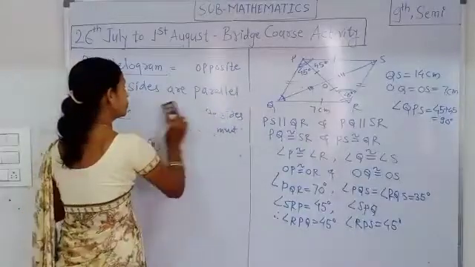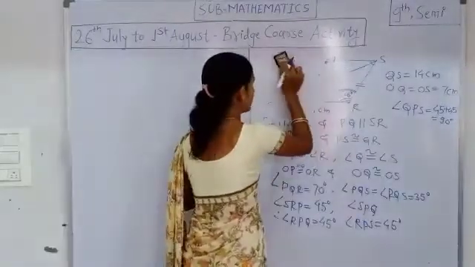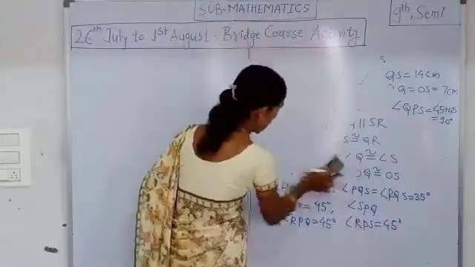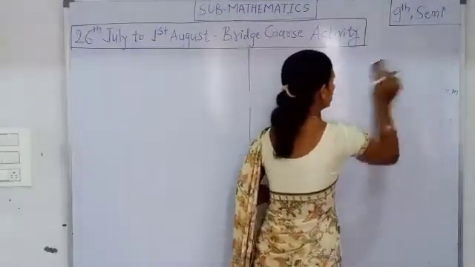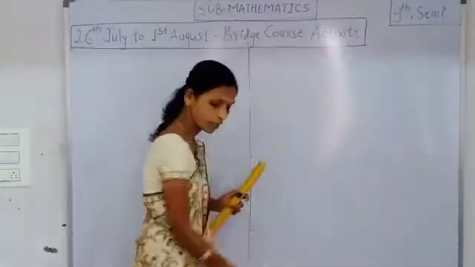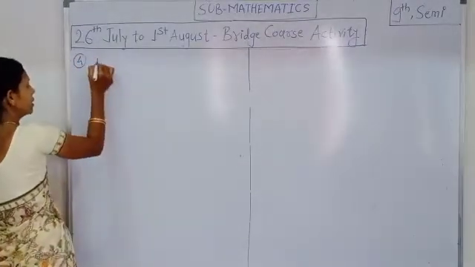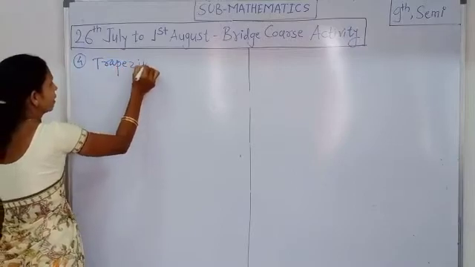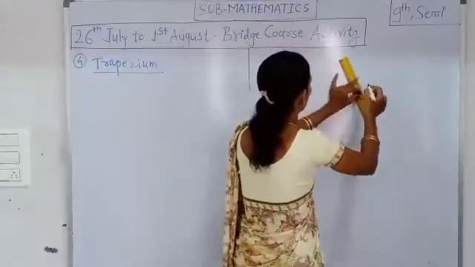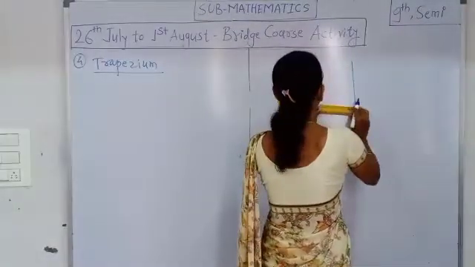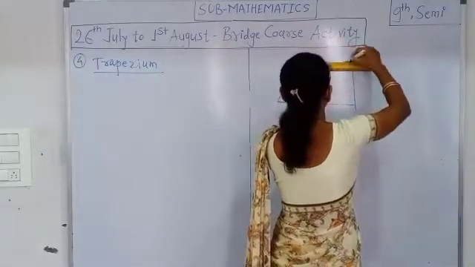Those are a few examples based on the properties of the parallelogram, and those properties have to be used to solve the examples. You may solve examples based on the properties of different quadrilaterals. Then the fourth one is trapezium. A trapezium is a quadrilateral of which only one pair of opposite sides is parallel.